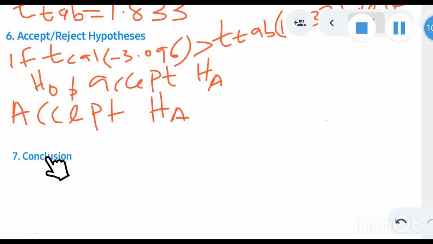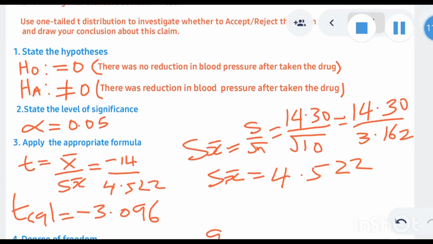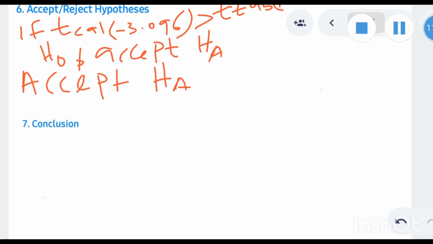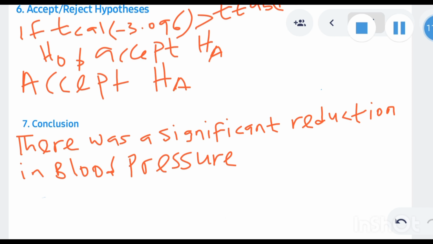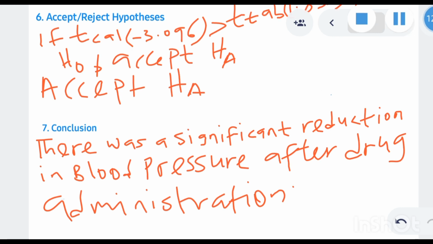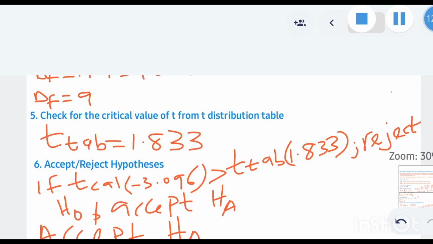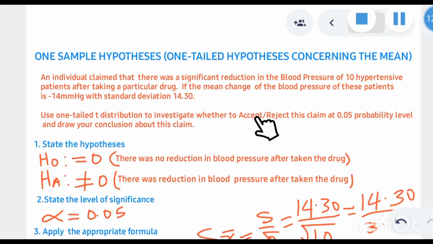The last step is to draw our conclusion. Since we accepted the alternative hypothesis, let's see what it stated. The alternative said there was a reduction in blood pressure after taking the drug. So we report this: there was a significant reduction in blood pressure after drug administration. I think we've done justice to investigating this claim that this particular drug reduces high blood pressure.